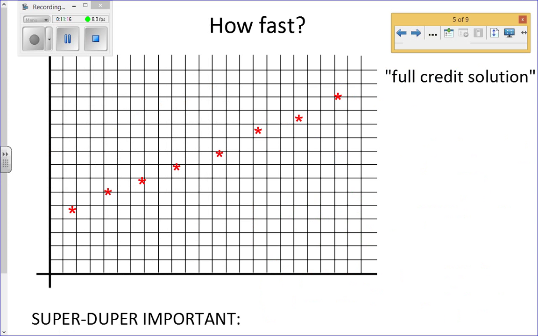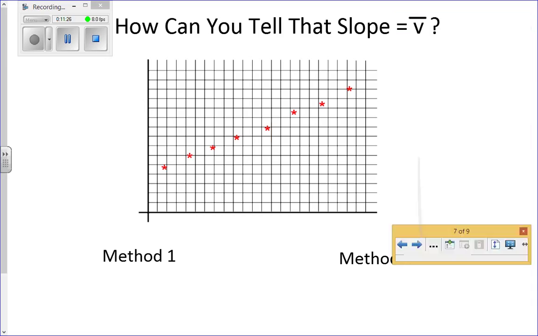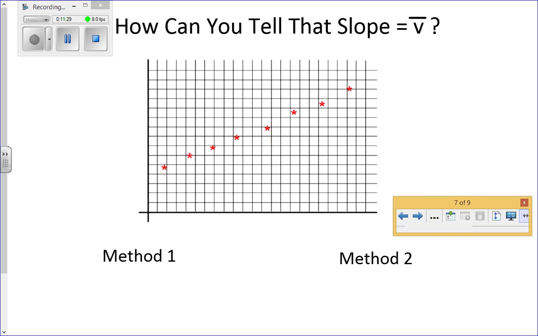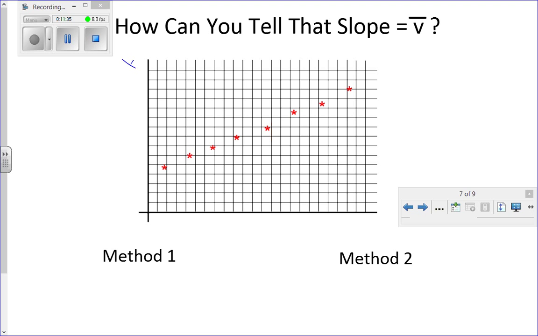Okay? We did this full credit solution. Now, just so we're sure, why can we be sure that for a graph of position and time, the slope is average velocity? Why does that have to be true? Well, for a couple of reasons. One is, if we look at the equation, average velocity by definition is the rate of change of position.